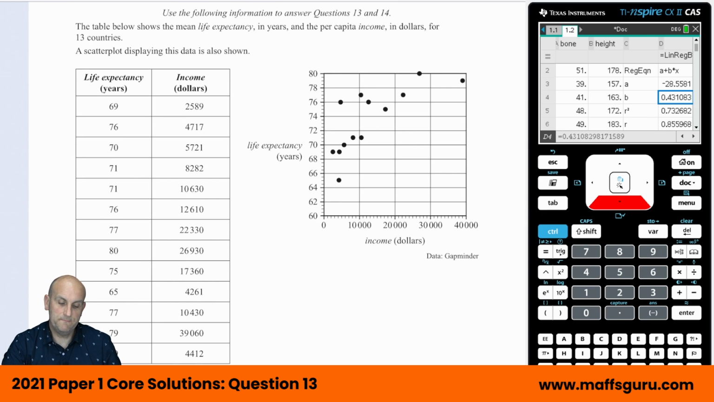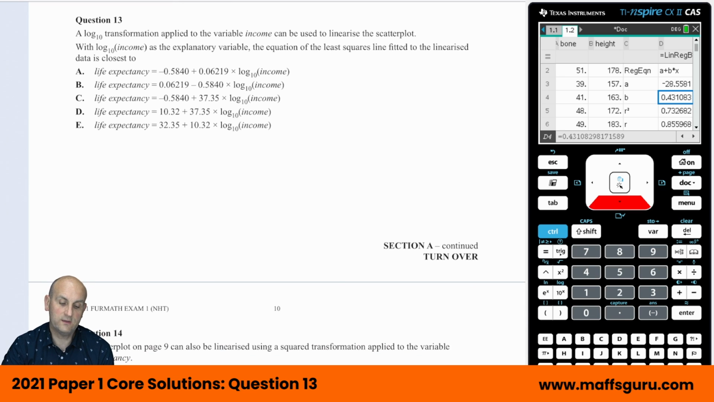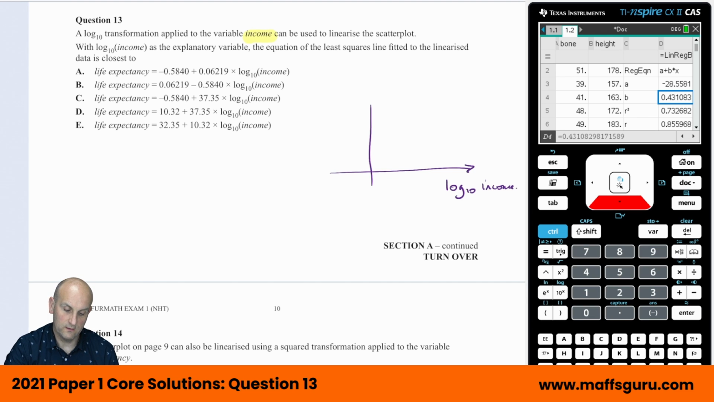The table below shows the mean life expectancy in years and per capita income in dollars for 13 countries. A scatter plot displaying the data is also shown. Awesome. There we go. A log 10 transformation applied to the variable income can be used to linearize the scatter plot with log 10 income as the explanatory variable. Oh, I've done it again. The amount, if I got paid for every single time. So log 10 income. And what was the other one?